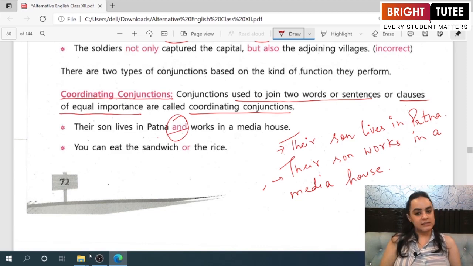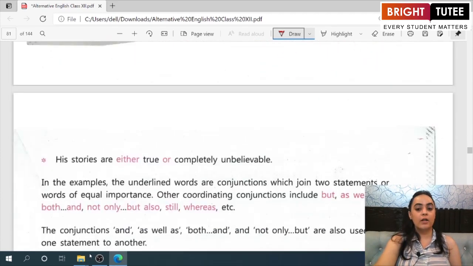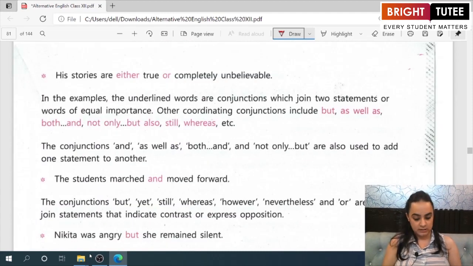You can eat the sandwich or the rice. So, you can eat the sandwich, you can eat the rice. So, I have joined it using the conjunction or. So, coordinating conjunctions, as I told you, are those which help you to join two sentences. His stories are either true or completely unbelievable.